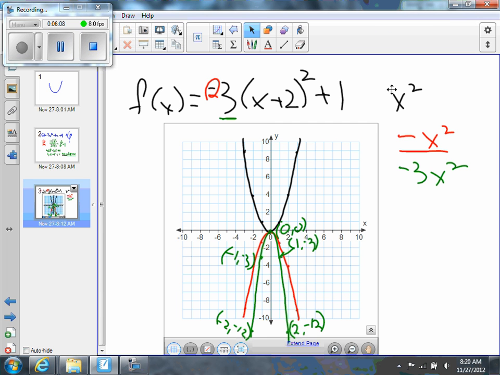Now I've got my negative sign, I've got my a, and the last thing I want to do is my h and my k, and I do those together. So this is telling me I'm going to go 2 to the left and 1 up. Yes?